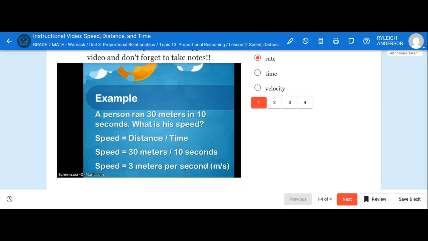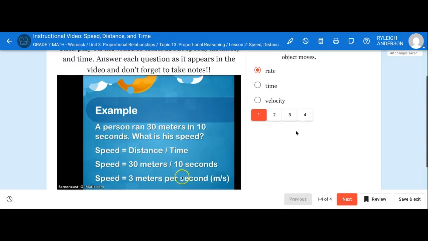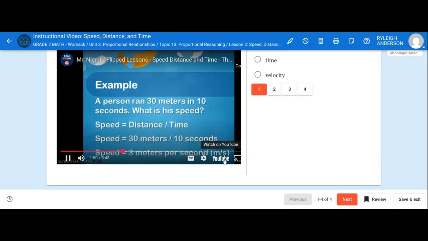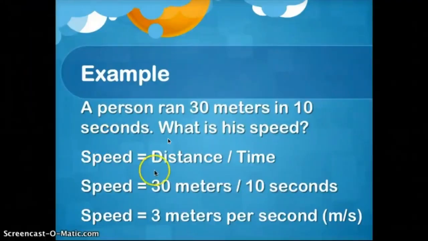Sometimes it'll be 3 miles an hour, 3 minutes per second, whatever. The way you know it's meters per second is because you look back at the problem. It says 30 meters in 10 seconds. So you need to make sure you look back at the problem so you know what units to measure the speed in.